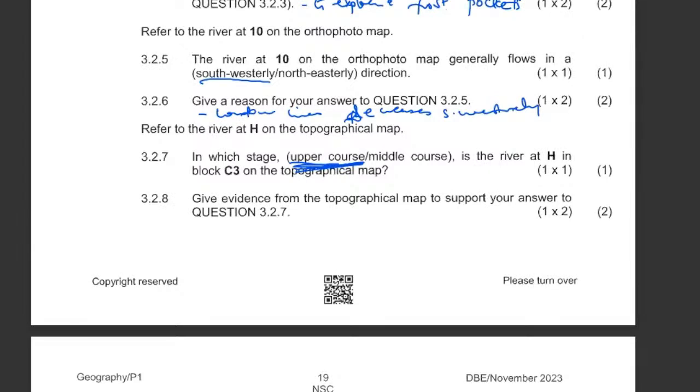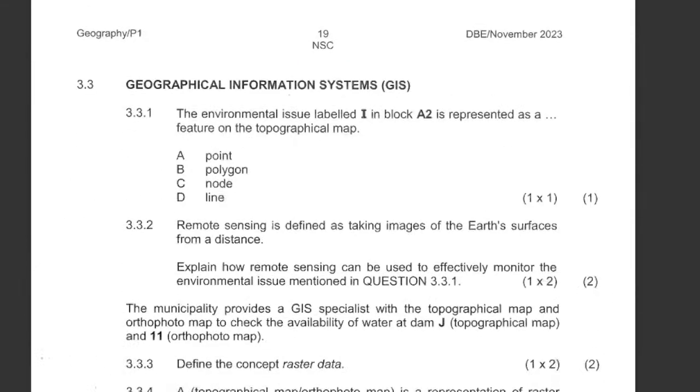Okay, give evidence. Evidence that we have there is that there is first stream order. First stream order is visible. Okay, it's 2 marks only. Also, we can say the gradient is steep. Okay, go to GIS.